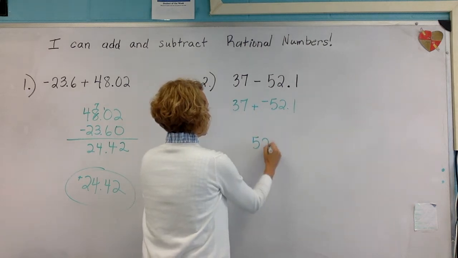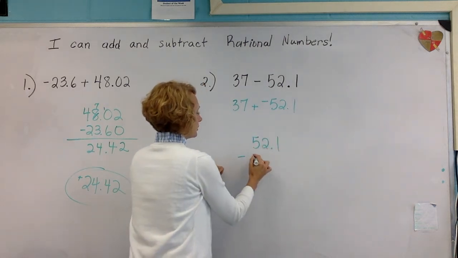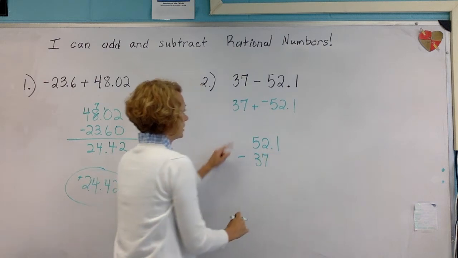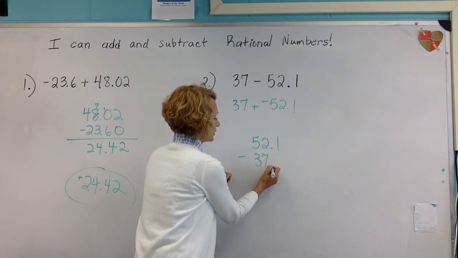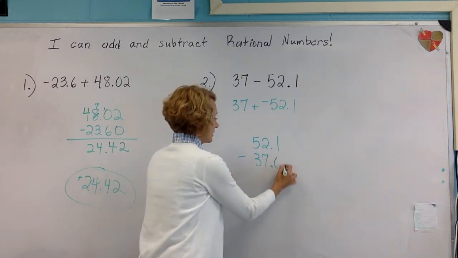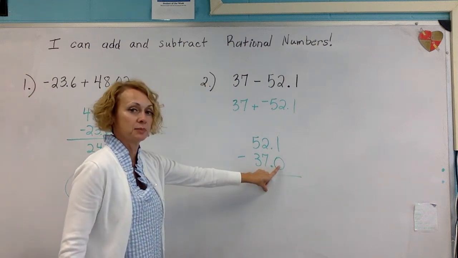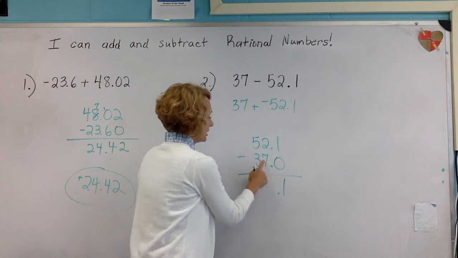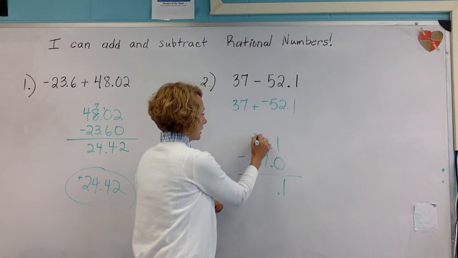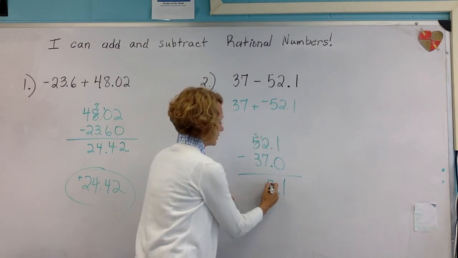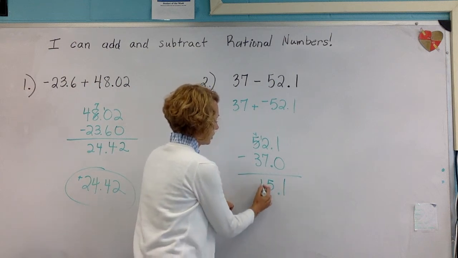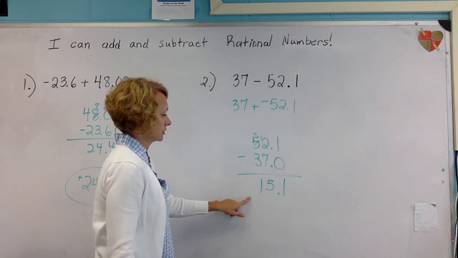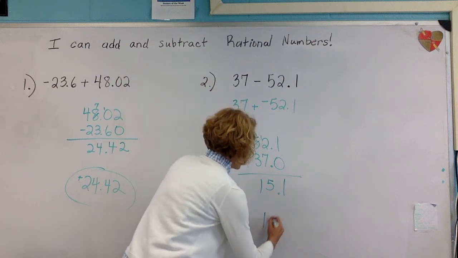I'm going to write it vertically. 52.1 here, and write out 37. See, 37's decimal is understood to be right past it. I can add a 0 to hold the place value in the tenths place. 0 from 1 is 1. Bring my decimal down. 7 from 2 doesn't work, so let's rename. 7 from 12 is 5. 3 from 4 gives me 1. So it looks like this solution now is 15.1.